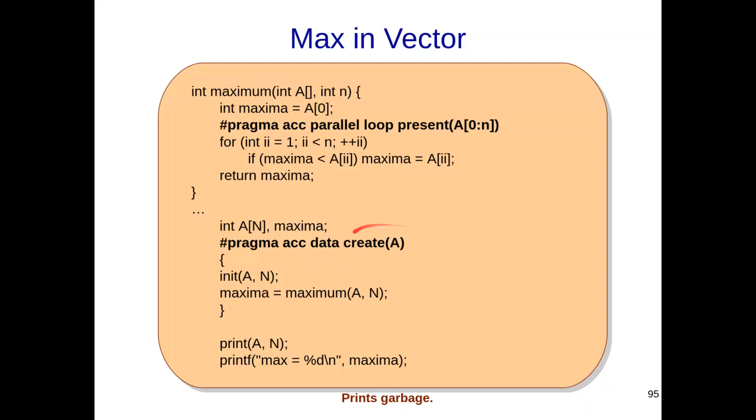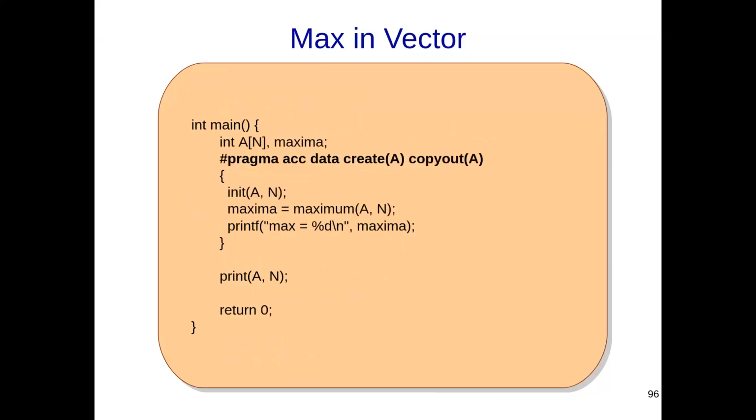For example, here the compiler could have possibly told me that copy out of A should have been done because there is writing to A happening here and printing of A happening after that on the CPU. But unfortunately, the compiler doesn't say so, and therefore we as programmers have to be aware of this and take care of this. Okay. So this part I think should be okay. So this code works, right? And this code prints the values correctly for A as well as the max also correctly for the array.